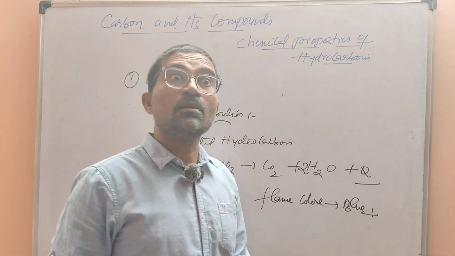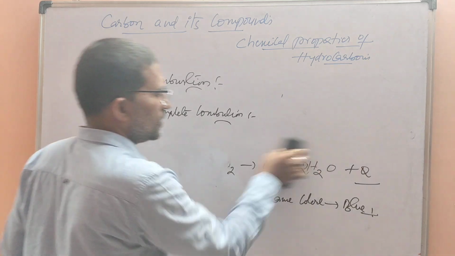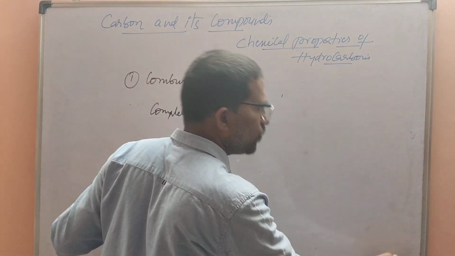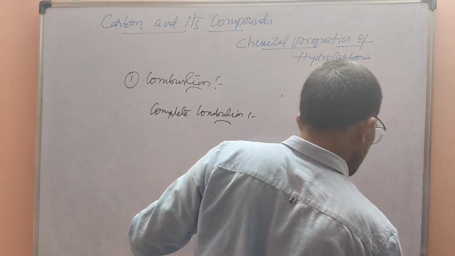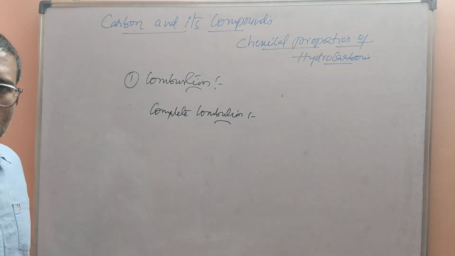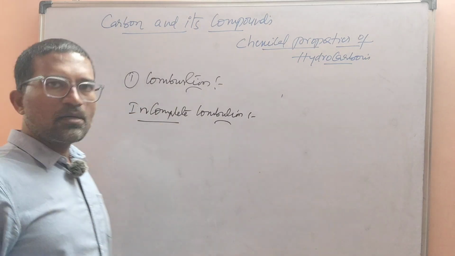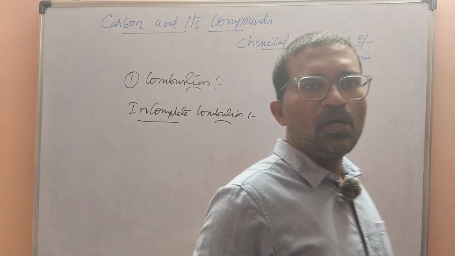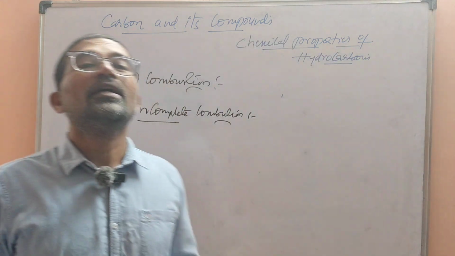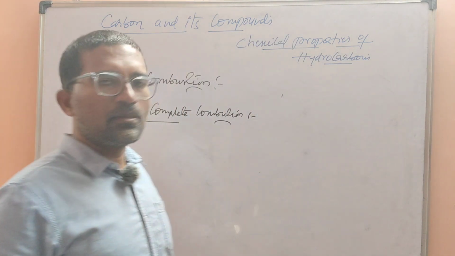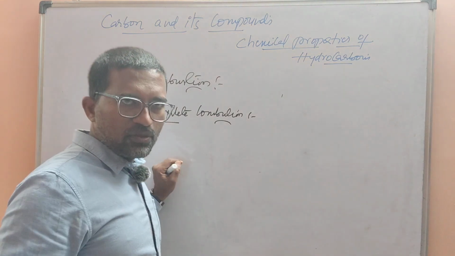Now if I talk about incomplete combustion, there is a chance of appearance of soot and more smoke, that is more carbon deposition. These are all observed. Incomplete combustion is generally observed in the case of unsaturated hydrocarbons, which have a carbon to carbon double bond or a triple bond. For example, camphor, you have heard about this camphor.